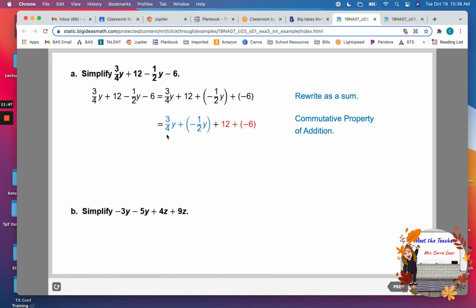Yes. So you would do 3/4 minus 1/2. What's 3/4 minus 1/2? 1/4 y. He's right, 1/4 y. Okay, and then what's 12 minus 6? 6. Yes. So then this is my final answer. I combined the like terms with the y, get 1/4 y. And then I combined the terms that don't have a variable, to get 6.